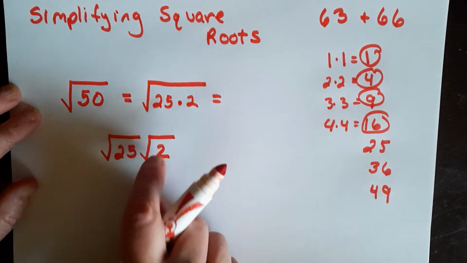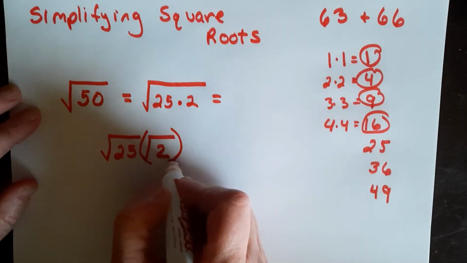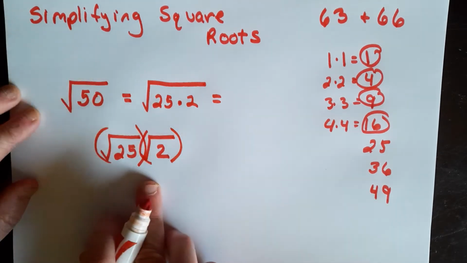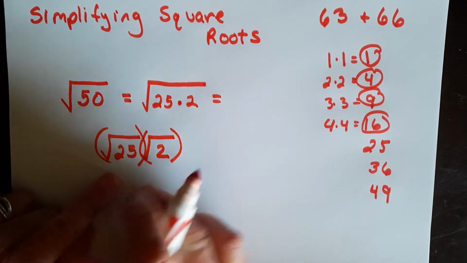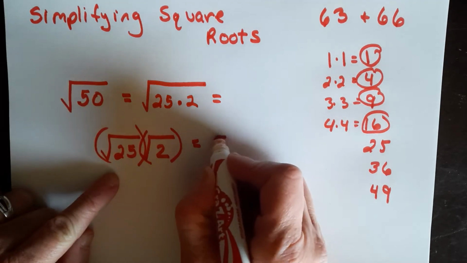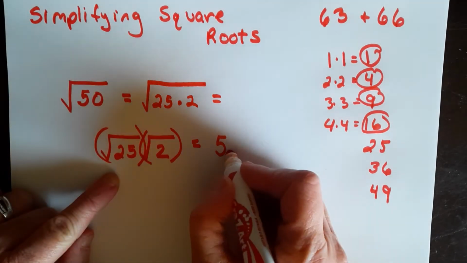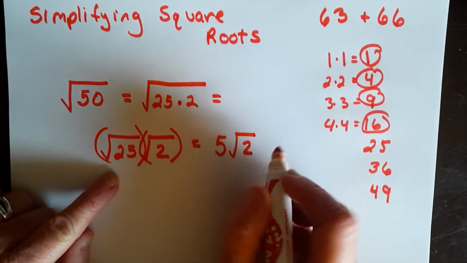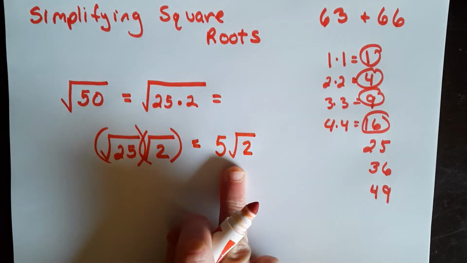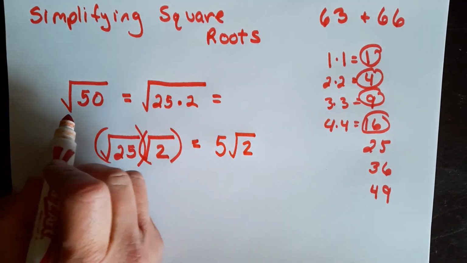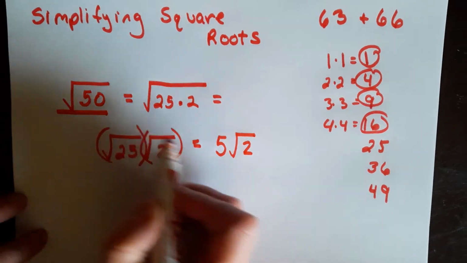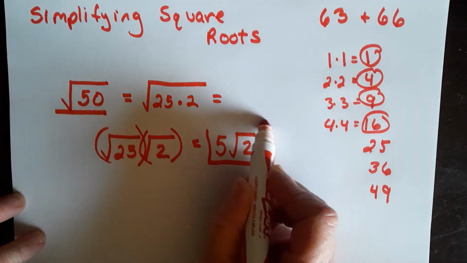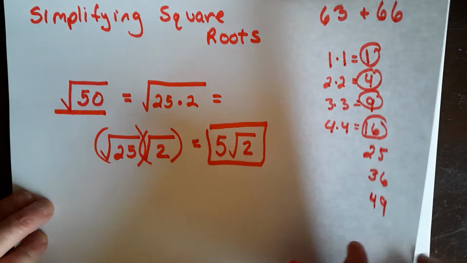When they are put together like that, it's as if they are being multiplied, but you don't have to use the parentheses. From here we can see that the square root of 25 is just 5, and then 5 will be multiplied by the square root of 2, because we cannot simplify that any further. So if they asked you to simplify the square root of 50, your answer would be 5 times the square root of 2. So we're going to take a look at another one.